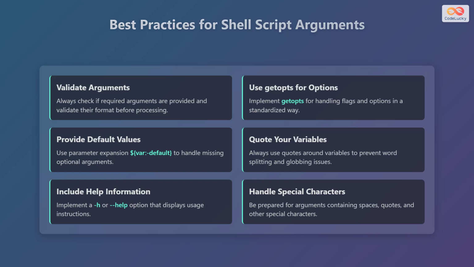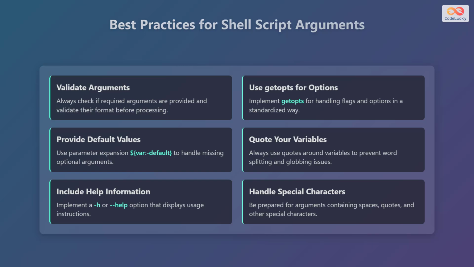To write robust and user-friendly shell scripts that utilize command line arguments, consider the following best practices. First, always validate arguments to ensure that required arguments are provided and that they meet the expected format before processing. Second, provide default values for optional arguments using parameter expansion, such as ${var-default}, to handle cases where arguments are missing.